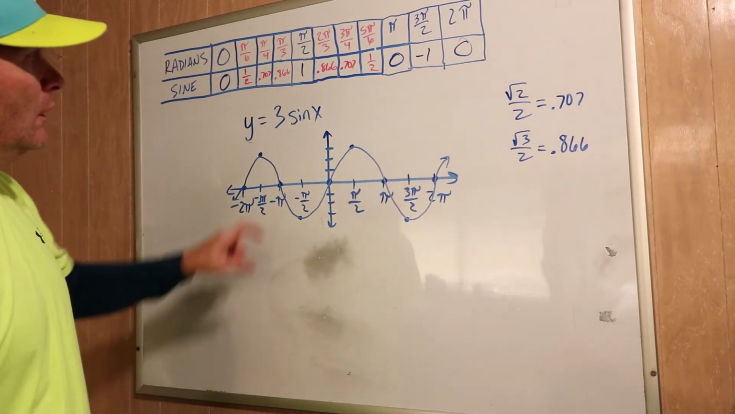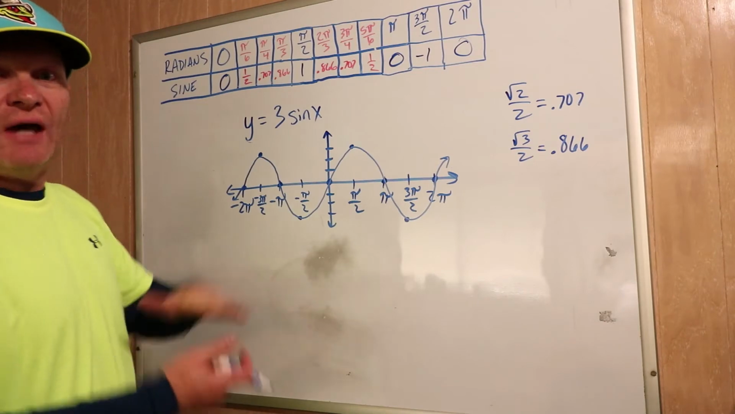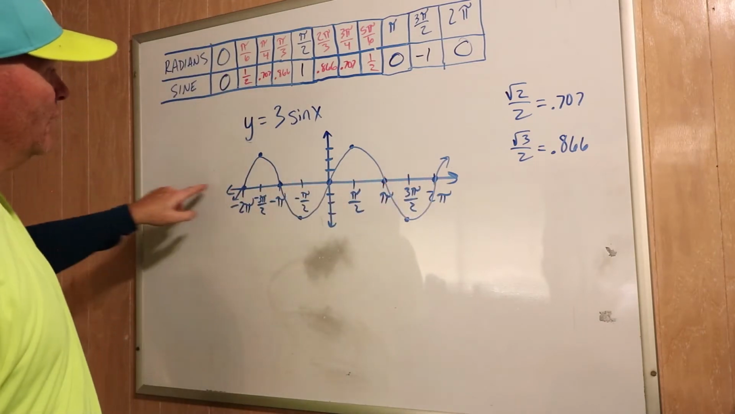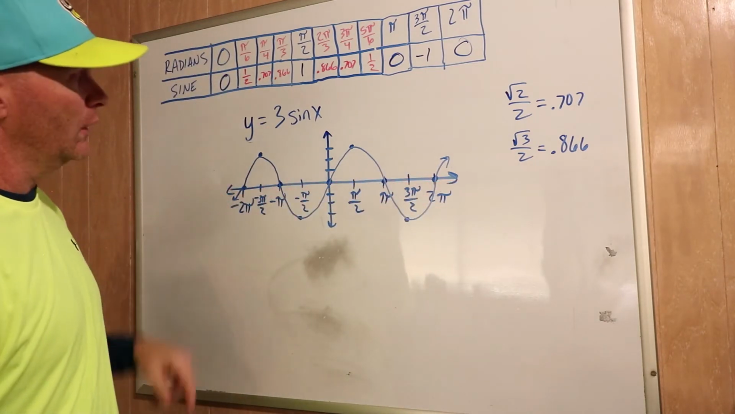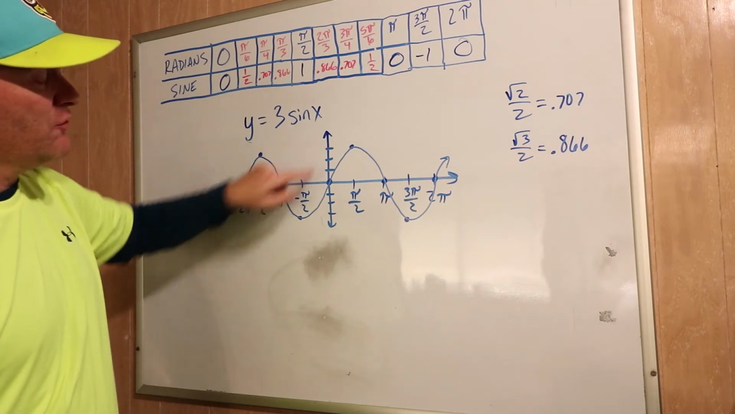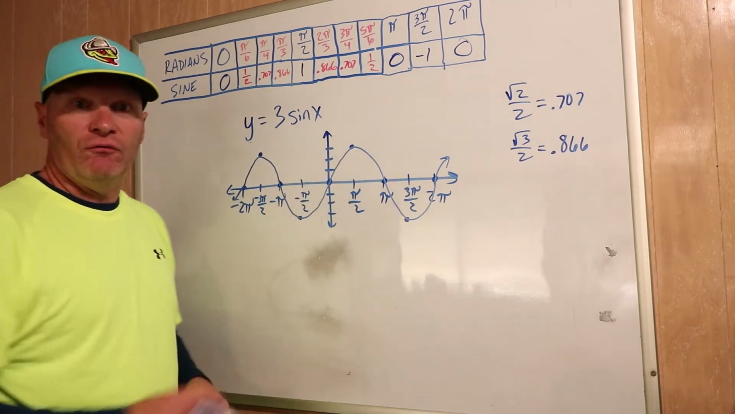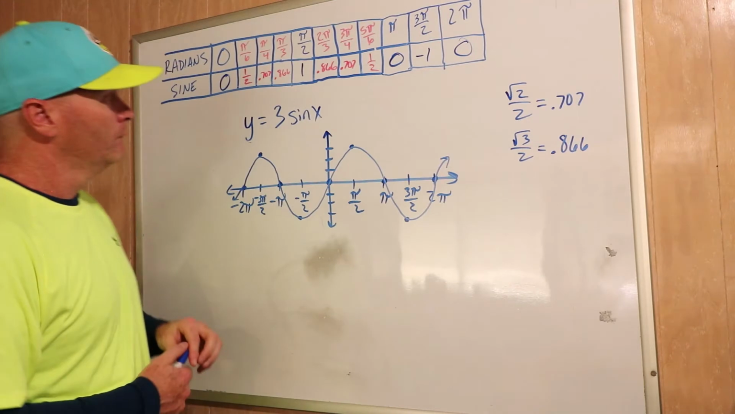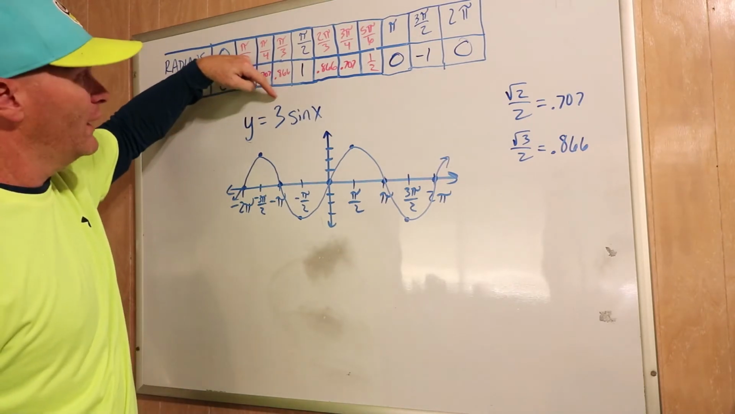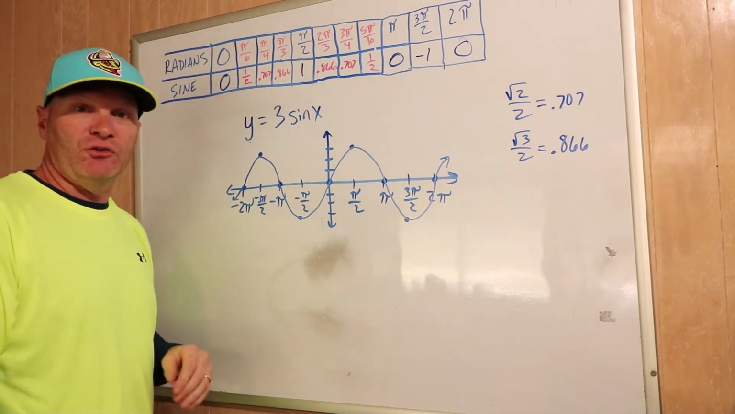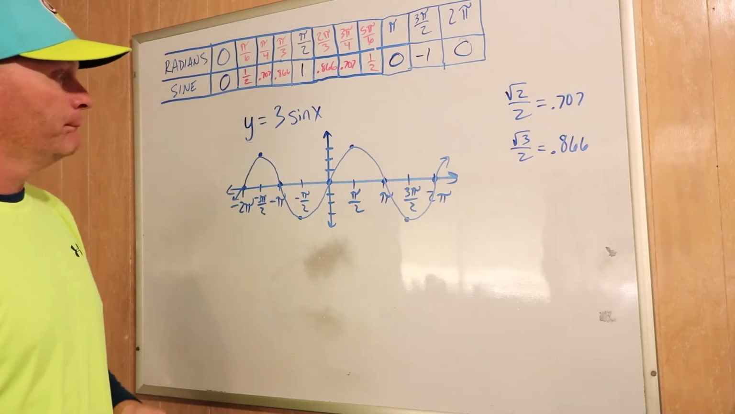Remember I said the amplitude was how high above the midline it goes? Well, the midline on this is still x equals 0. And the highest it gets is 3, so the amplitude of this is 3. Which is that number. So whatever this number is going to be your amplitude. That's how high above the midline it'll get.